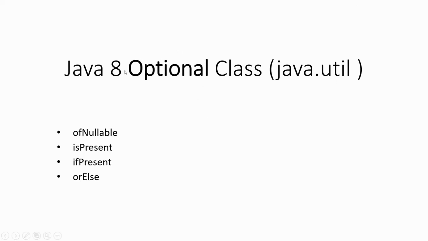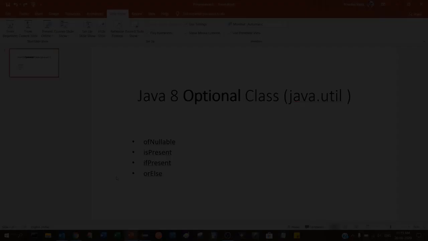One important thing is optional class is final, so you cannot override it. And I am going to go through an example so that you understand how some basic functions work. I am going to cover these four methods: of nullable, is present, if present, and or else. Okay, so let's jump into our IDE now.